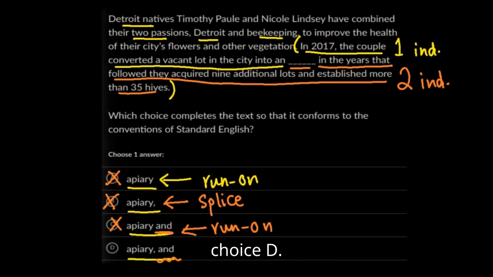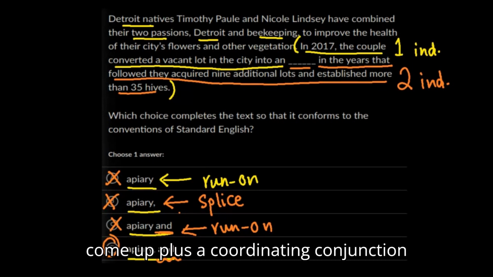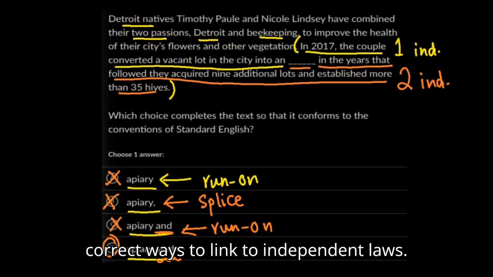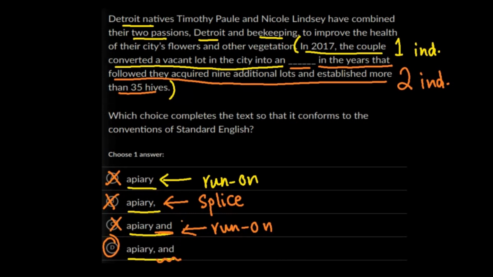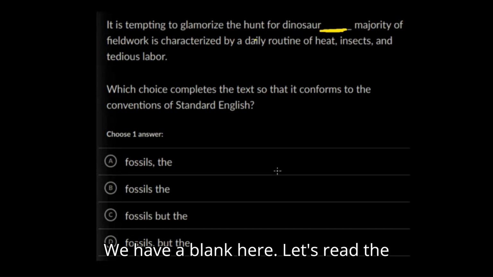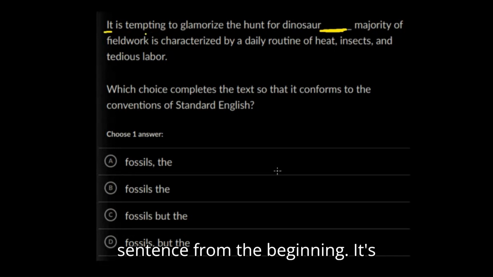This is the best choice, D, because this choice uses a comma plus a coordinating conjunction to link both independent complete sentences, which is one of the correct ways to link two independent clauses. Let's do another one. We have a blank here. Let's read the sentence from the beginning.